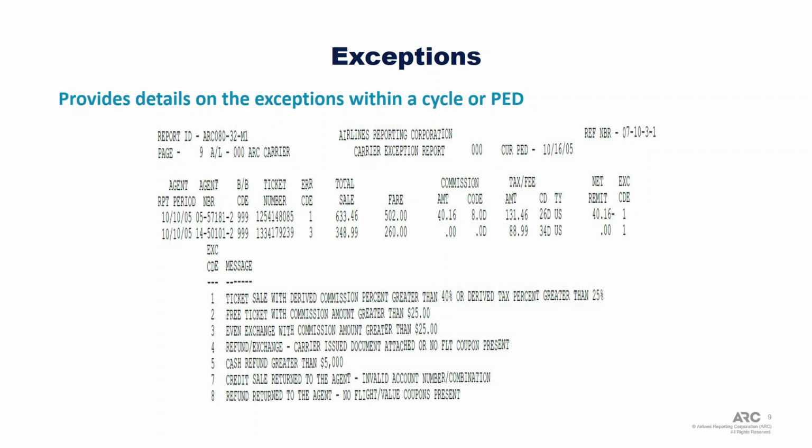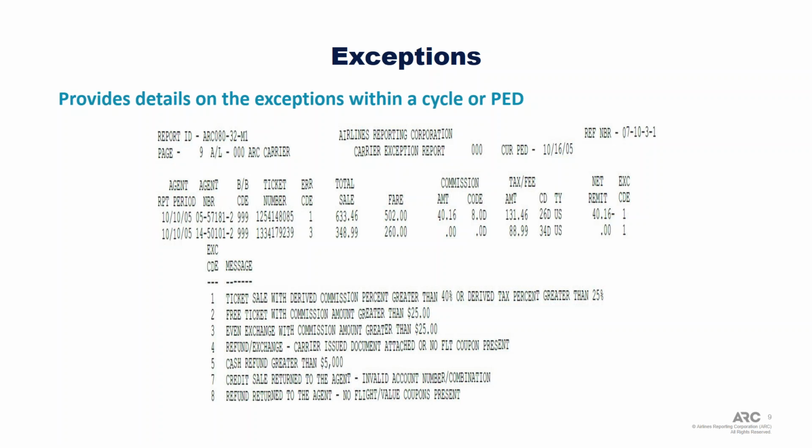You will see an exception where there's a ticket sale with a commission percentage greater than 40% or the tax percentage is greater than 25%. Because those fields are modifiable in IER, we strongly urge the airlines to make sure that those are areas that they audit.